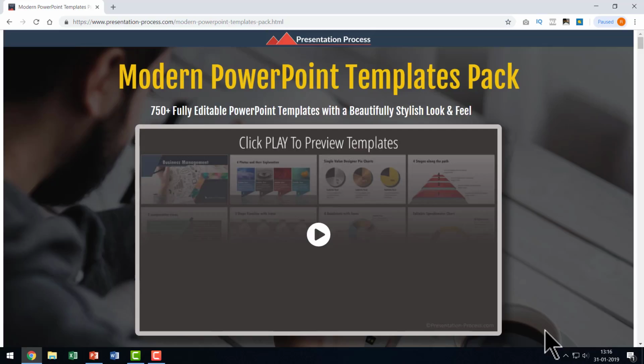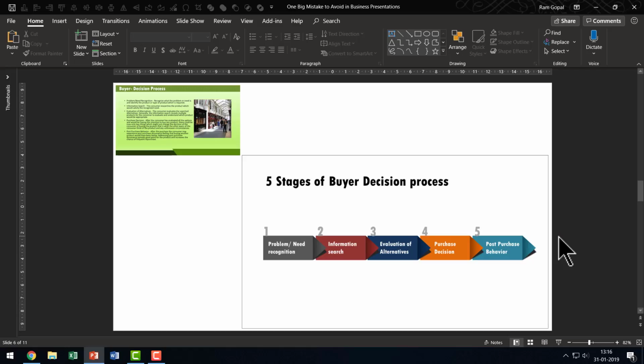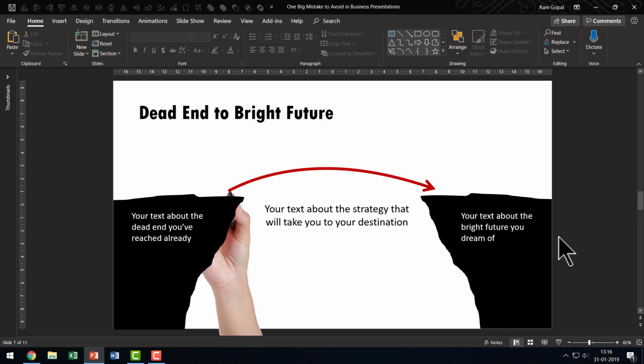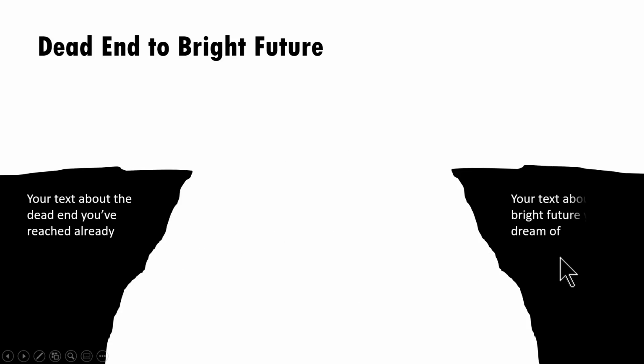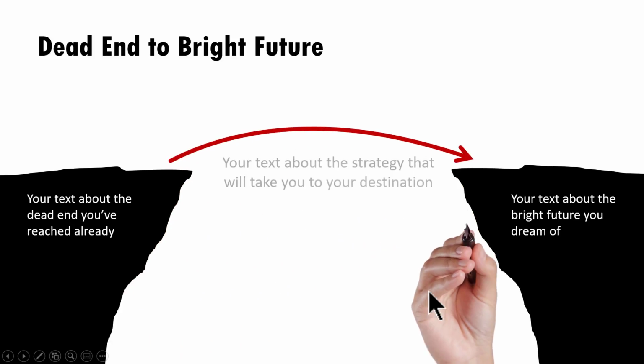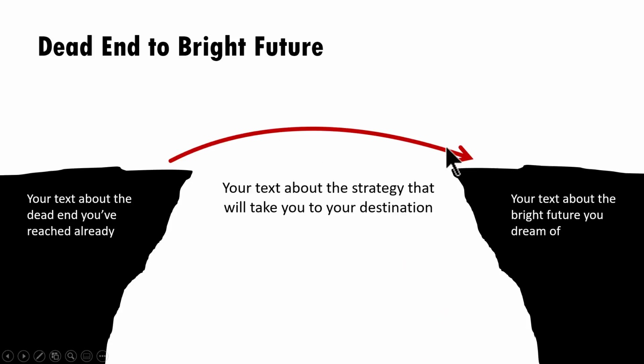Now, I'm going to show you some creative examples of how to represent a process flow in your business presentation. All the templates that I'm going to show you are taken from our modern templates pack. The first example is this. This is an example of movement from one stage to the next. Here in this case, dead end to bright future. First, you can give explanation about the dead end here and the bright future here, and then with a purposeful custom animation, we show the movement from one to the next.